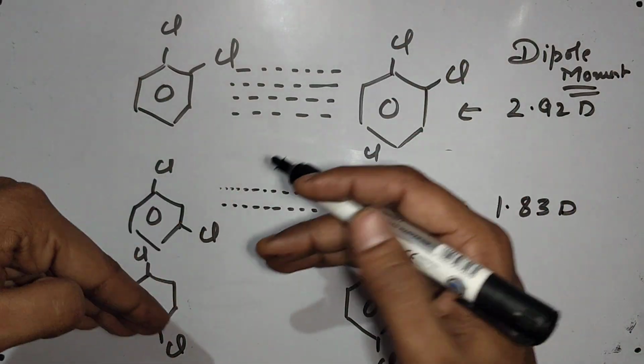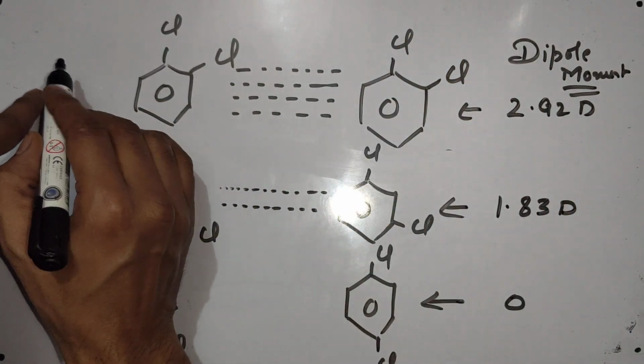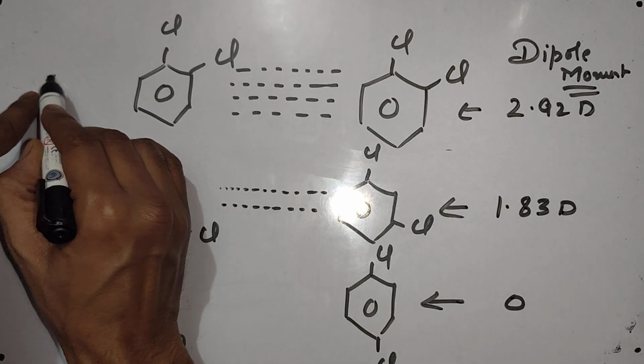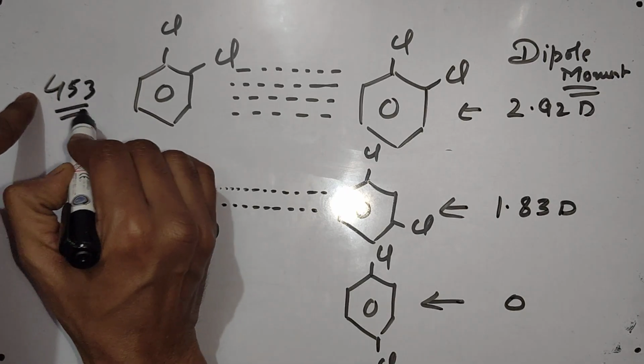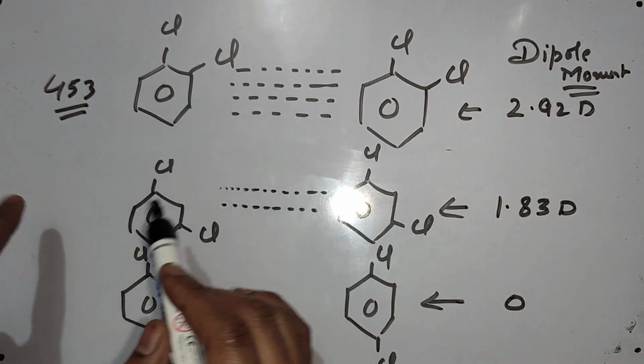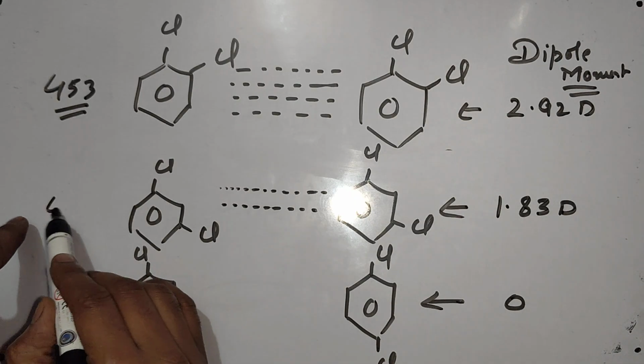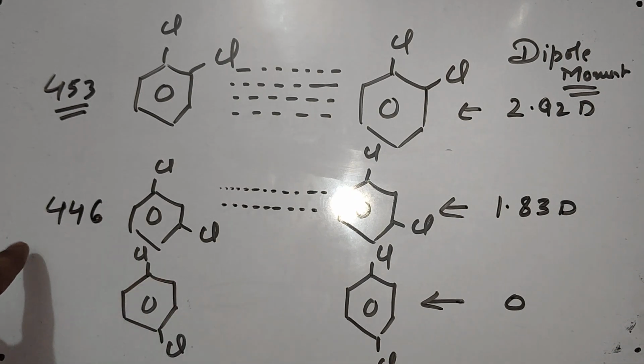Now the first factor we have checked. Let's check the boiling point now. What was the boiling point? 453 for the ortho case. Meta case boiling point was 446 and para has 448.